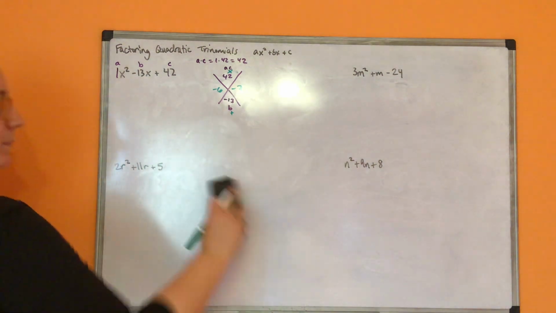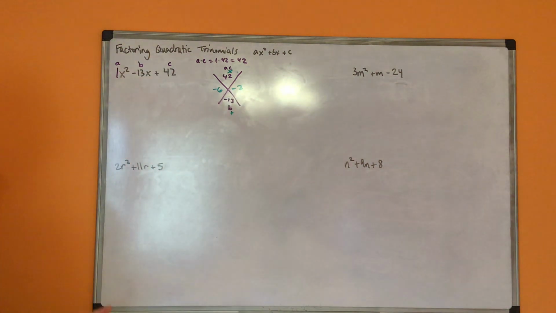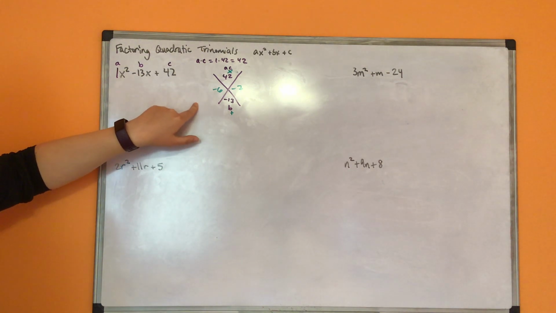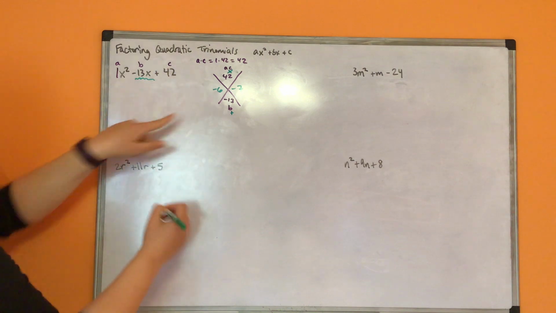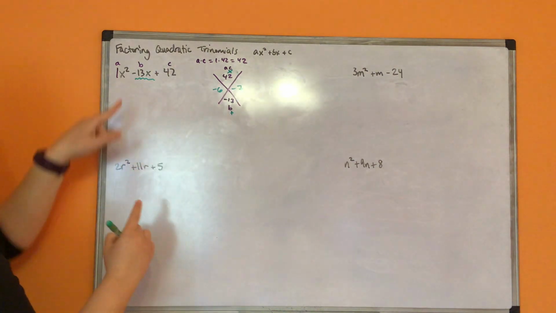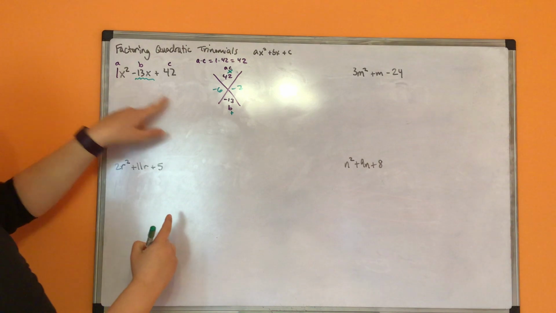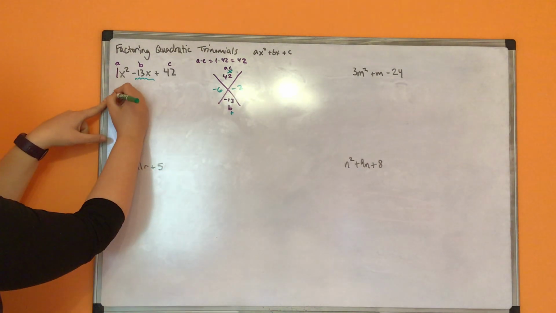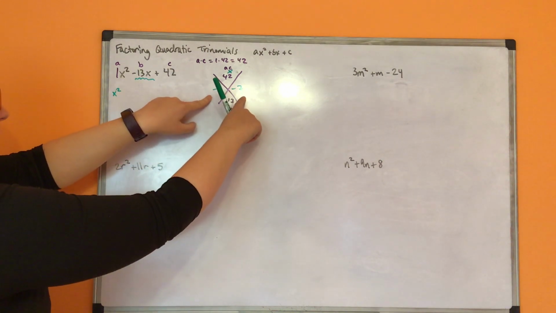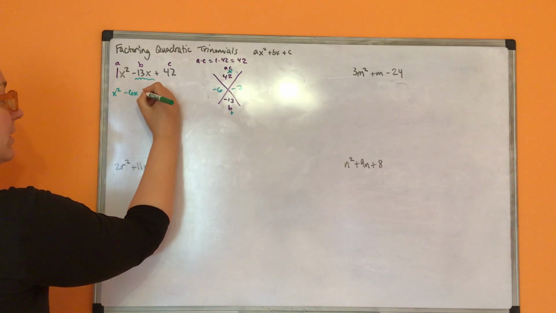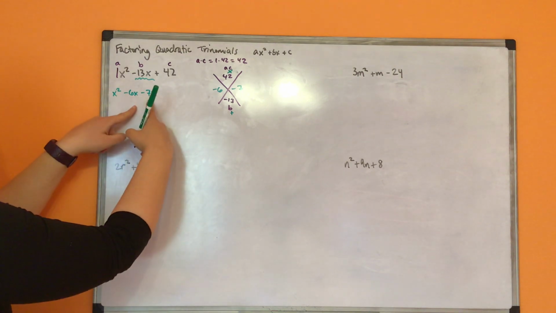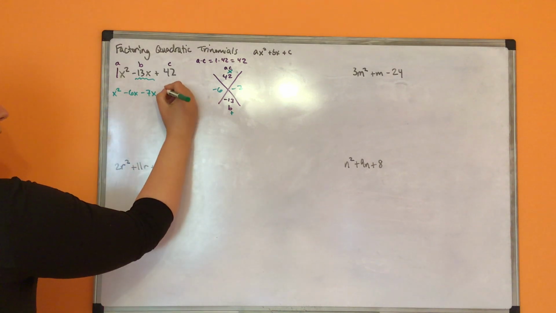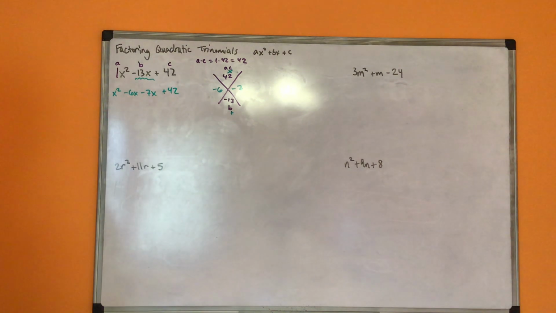I'm going to erase this. So then what we do from here is, instead of writing this as a trinomial, I'm going to rewrite it as 4 terms. I'm going to take that B term and split it up into these two numbers. So instead of negative 13x, it's going to be negative 6x and negative 7x. The x squared stays the same. If I combine those like terms, I get negative 13x since they're equivalent, so that's allowed. And then I keep the C number, 42, the same.